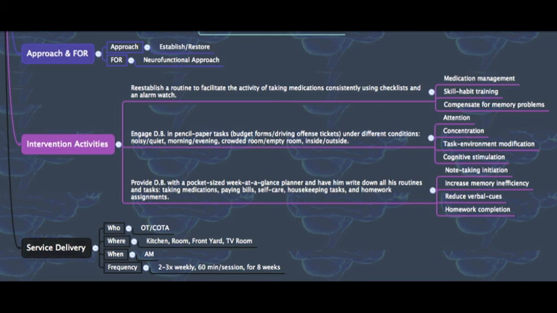For the service delivery, it would be by an OT or a COTA. It can be in his kitchen, room, front yard, or in the street, and his TV room to include noise. It would preferably be in the mornings, and it would be 2 to 3 times weekly for 60-minute sessions, and it would be for a total of 8 weeks.